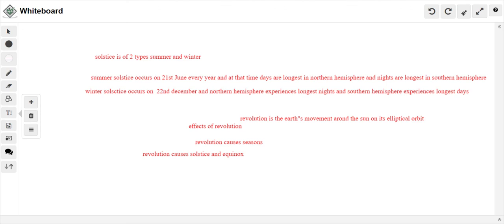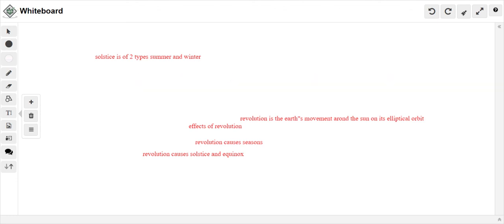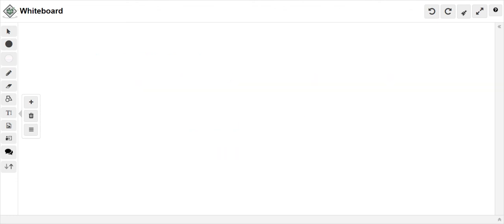And I really hate writing hemisphere, northern hemisphere, southern hemisphere because they're freaking long words. Okay, so that is it for solstice. Let me just clear the screen. Now time for equinox.